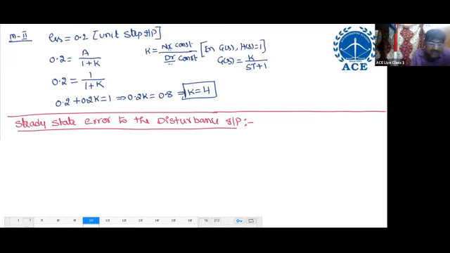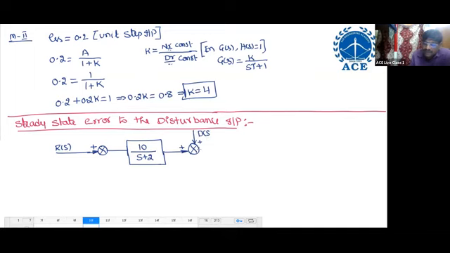So I'll consider one particular case. I'll discuss R of S, a summing point, 10 by S plus 2, D of S, phi by S plus 4, and minus.